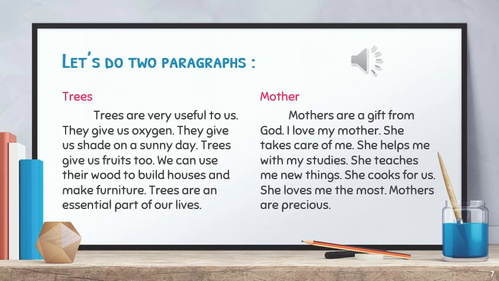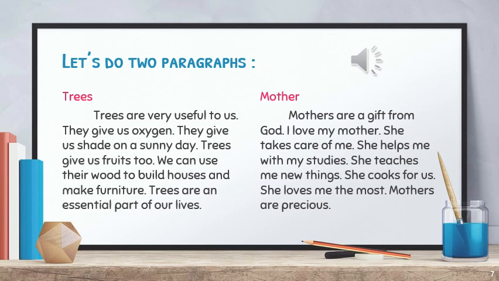So now the first sentence, that is the topic sentence, trees are very useful to us, gives us a fair idea as to what the paragraph is about, right? We're talking about trees and how they're useful to us. And the detailed sentences, the following sentences that come after the topic sentence, tell us why trees are useful to us. They give us oxygen, shade, fruits, and we can build houses and make furniture using them. And the conclusion sentence, trees are an essential part of our lives, concludes by saying they're very useful and therefore they're a very essential part of our lives, right?